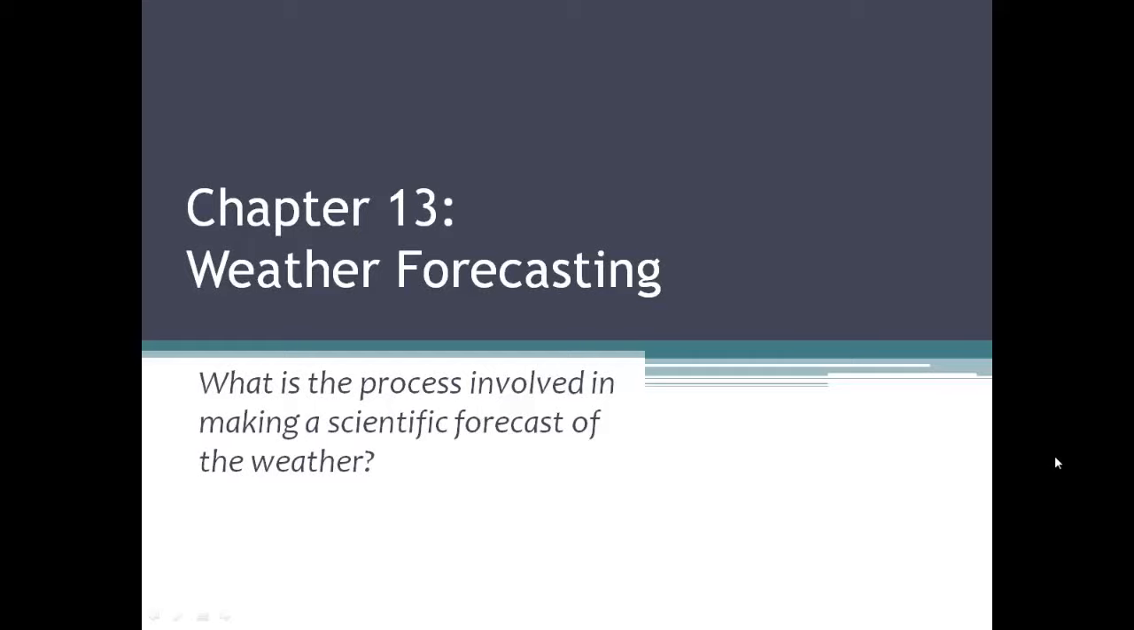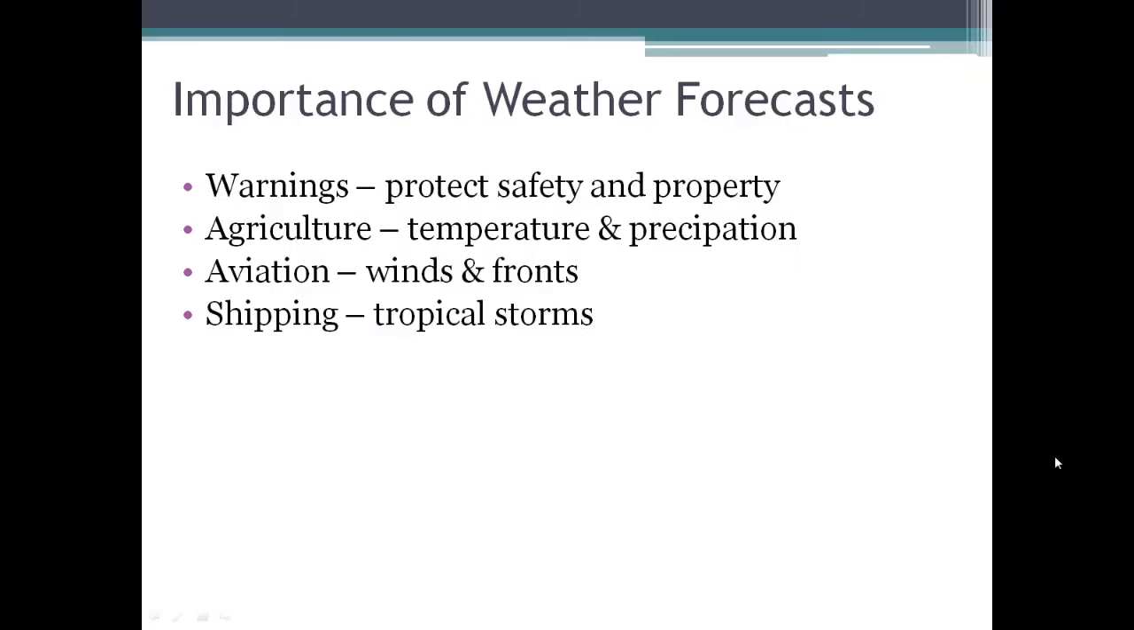Okay, chapter 13 is about weather forecasting, and our driving question is, what is the process involved in making a scientific forecast of the weather? The importance of weather forecasts really depends on what your area of interest is. For example, if you know there's some potential for severe weather, you probably want to protect you and your family's safety and property, so you're going to pay attention to weather warnings.